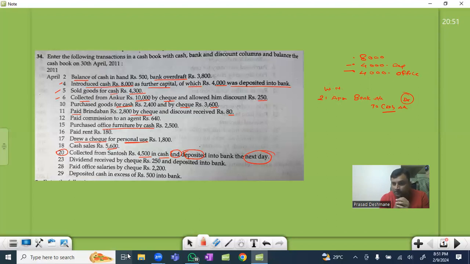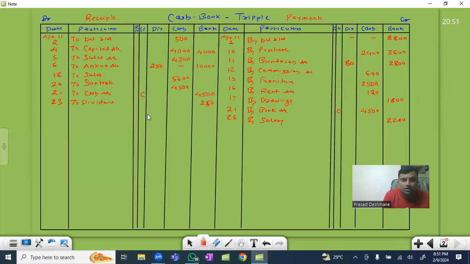What I need to do is, first I have to make the receipts total. How much receipts I made? First I need to do the total of that. 500 plus 4,000 plus 4,300 plus 5,600 plus 4,500, which is 18,900. 18,900 is the total receipts I have.